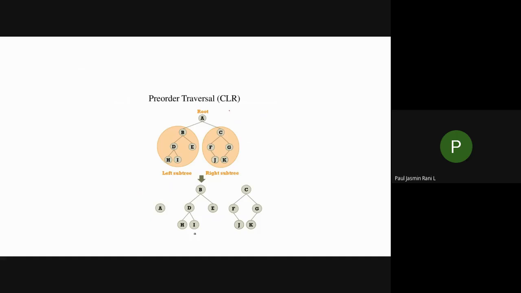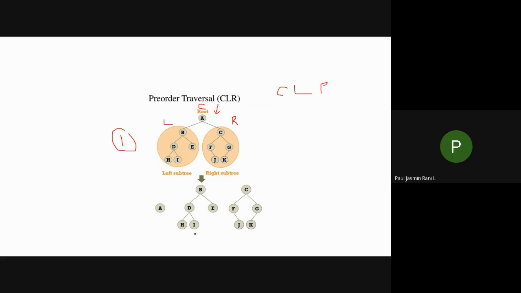So next let us see this one. What are you doing in the first step? You are at a root node. Then you have to categorize your left subtree and right subtree, isn't it? This is your left subtree, this is your right subtree. Which one should be visited first? You have to give preference to the root node. So C, L, R, isn't it?